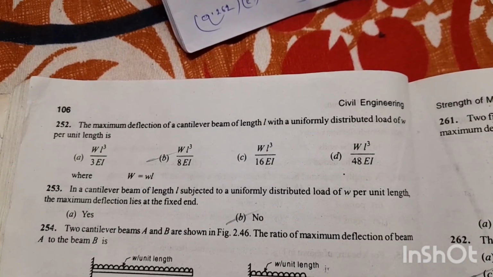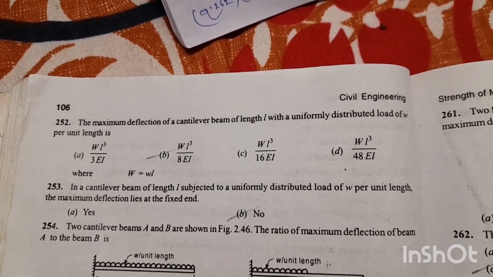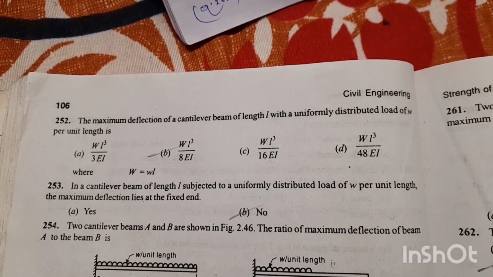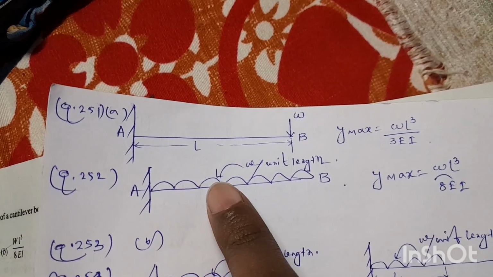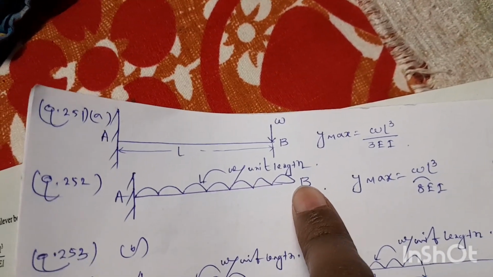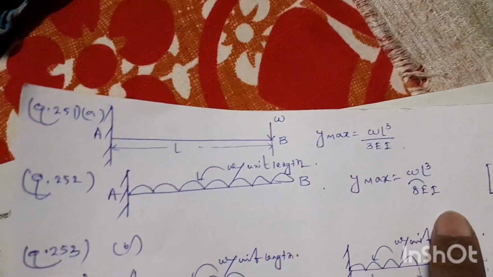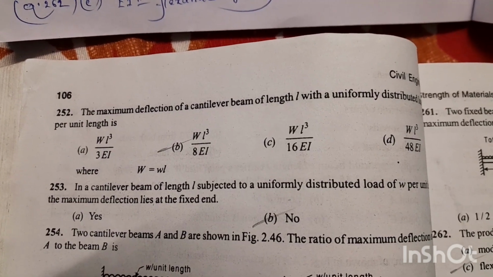Next question 252. The maximum deflection of a cantilever beam of length L with a uniformly distributed load of W per unit length is... For the cantilever beam subjected to uniformly distributed load W per unit length, the maximum deflection at the end B will be Ymax equal to WL cube by 8EI. So option number B is the correct answer for this question 252.